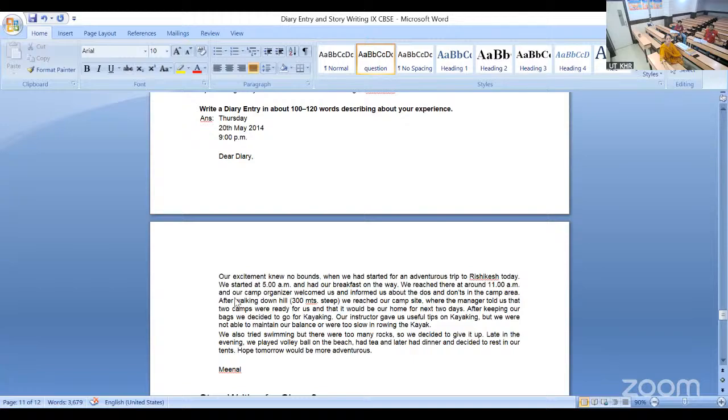We started and had breakfast immediately. Because they were not able to maintain balance or they were too slow in rowing the kayak, they decided to go for the sea. They went there for river rafting, but they could not. It's written there, okay? So it's not about whether you did it or not, you have to write that. If you could not do it, you can write that too.